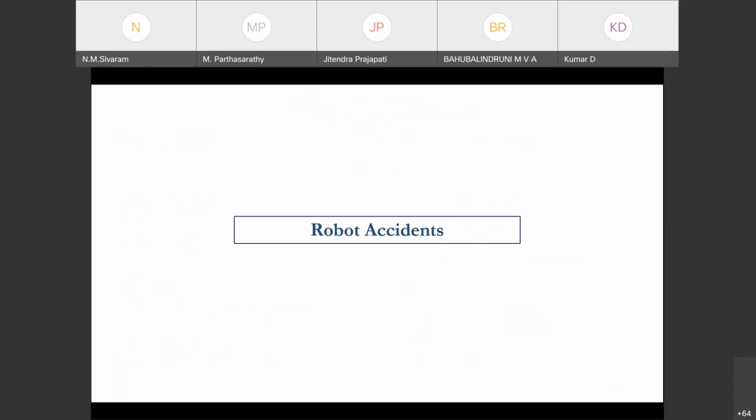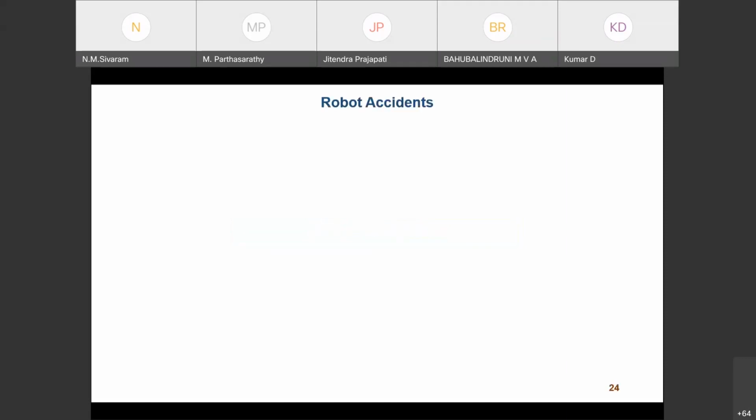Robot accidents. Now I would like to introduce you to some of the robot accidents which have occurred previously. I'm not sharing any images of such accidents, because they may be disturbing to see. Instead, I'll give you a brief overview of the major causes and the different types of accidents that have occurred with industrial robots.